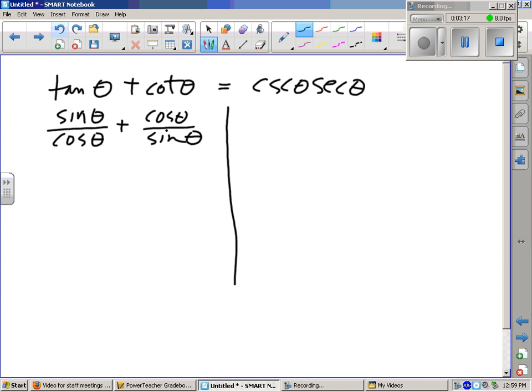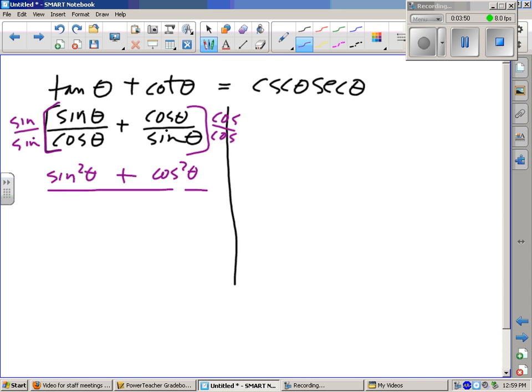Okay, now we have two fractions. To add fractions, you need a common denominator. Our common denominator is just cosine sine. It's those two. So I'm going to multiply the left side by sine over sine, because that's really 1, and the right side by cosine over cosine, because that's really 1. So we're not changing the integrity of the problem. On the left, we have sine squared. On the right, we have cosine squared on the top. The bottom is just our common denominator, sine times cosine.